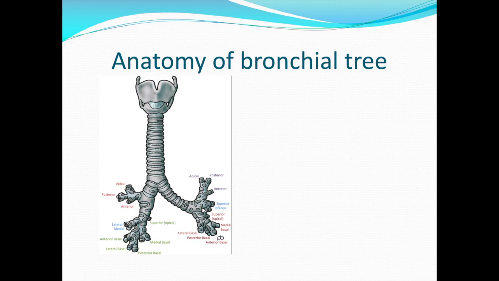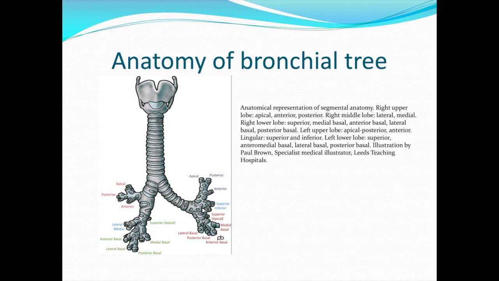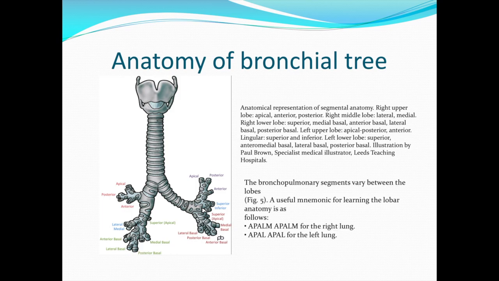Below this you can see the trachea with its rings of cartilage, and then the trachea splits into the right and the left main bronchus. And as you can see here, there is an image which shows all of the different bronchioles which are present. The bronchopulmonary segments vary between the lobes, and here is a useful mnemonic for learning the lobar anatomy. For the right lung, it's PALM, and for the left lung, it's PAL. And in the image you can see the names of the bronchioles.